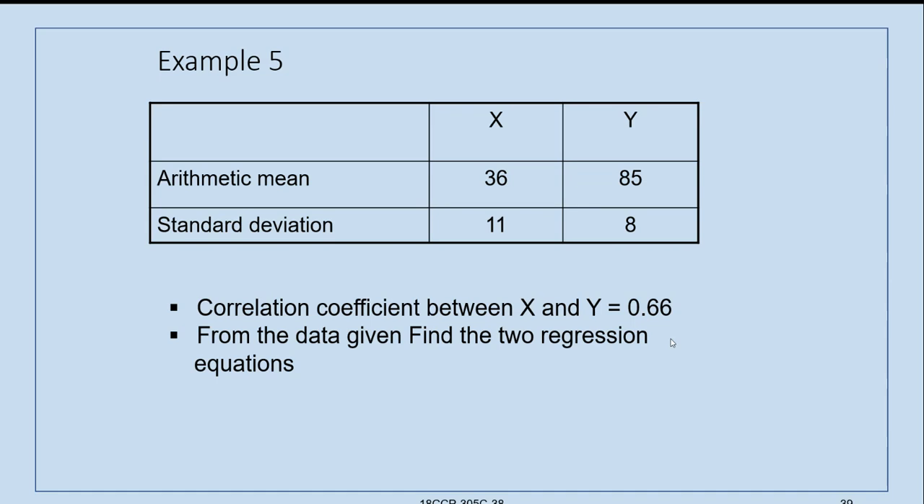Here in another example, a different model. We need not calculate all the values by taking tables. From the given values, we will calculate the required value. So arithmetic mean and standard deviation is given. Then it is very easy to calculate bxy and byx. Arithmetic mean x bar is 36, y bar is 85, and standard deviation sigma x is equal to 11, sigma y is 8. So correlation coefficient between x and y is 0.66 from the data given. Find the two regression equations.